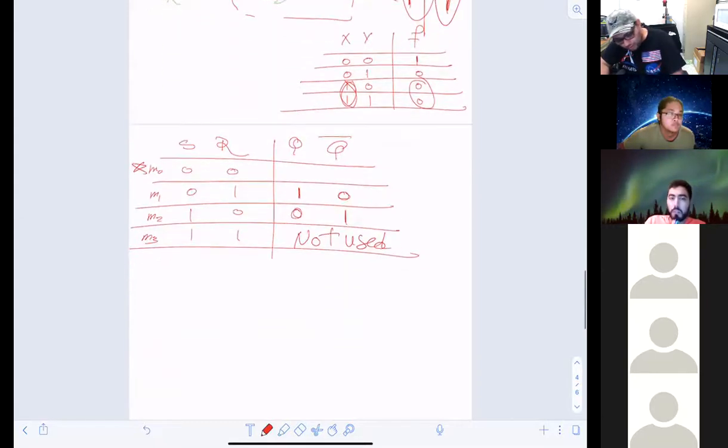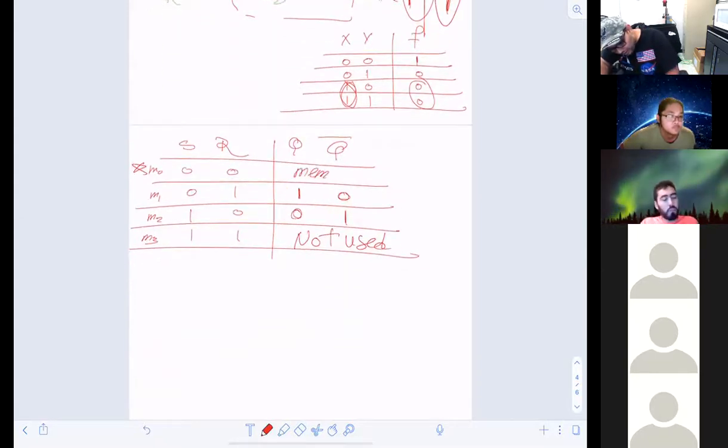R. So that's going to be what? Memory element. Or you can write storing element, whatever you want.